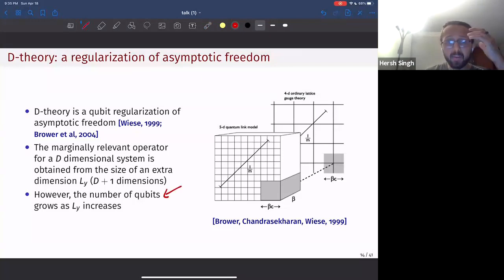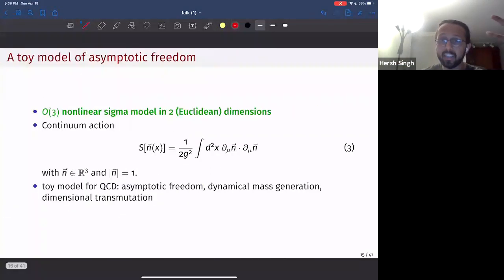But the issue is still, formally, that it does require you to increase the number of qubits, because the size of this other dimension has to increase as you take the continuum limit, even though you can show that, in some sense, the convergence is exponentially fast. So for practical purposes, you might not care about it. But still, the question remains: do you really need to take this number of qubits to infinity?